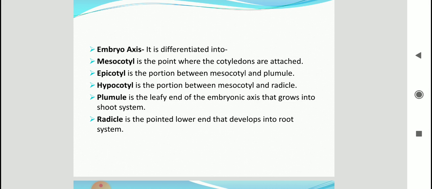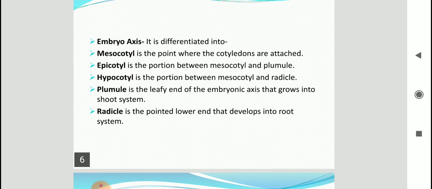Similarly, this seed will have a radicle which will get elongated and will give rise to the root system of the plant. So hypocotyle is the portion between the mesocotyle and the radicle. Plumule, as I told you, it grows into the shoot system, and radicle develops into root system.